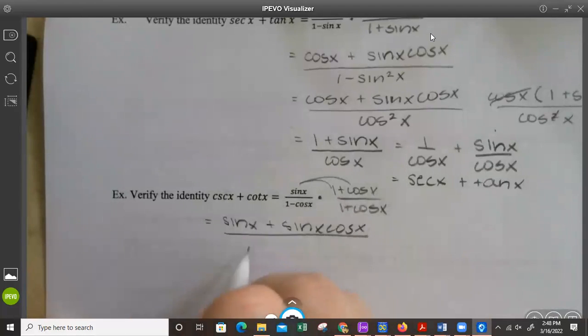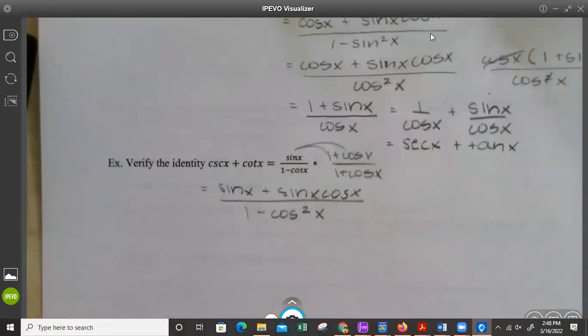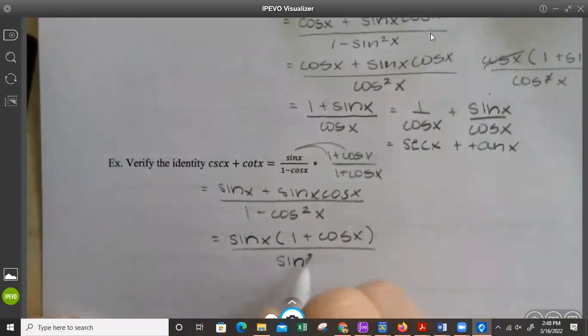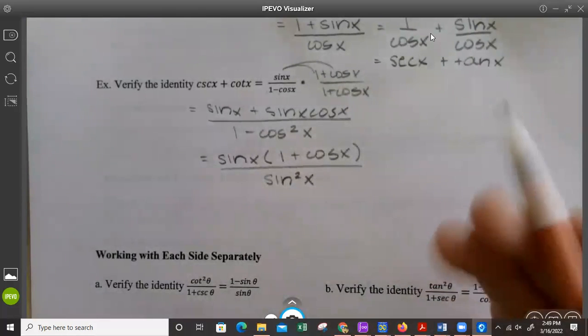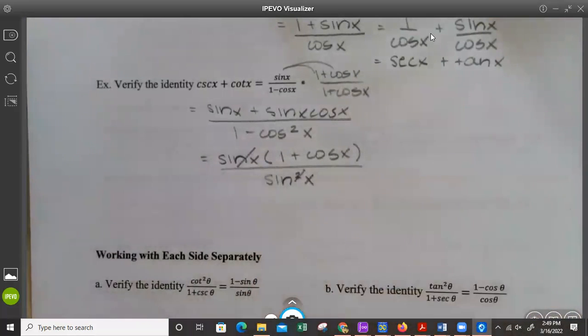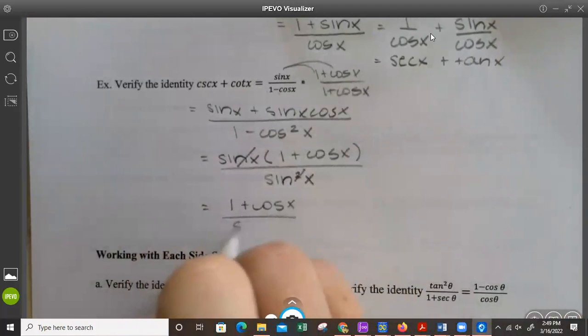The outside's 1 times 1 is negative cosine times cosine. What about that bottom? It's going to turn into sine. I'm going to go ahead and take my sines out of the top as well. So I factored out a sine. Turn this into sine squared x. What's going to happen? One of the sines will cancel out. You're left with 1 plus cosine x over sine x.